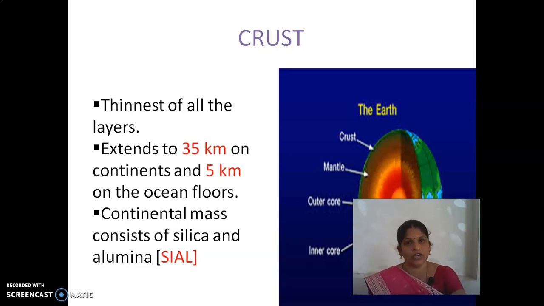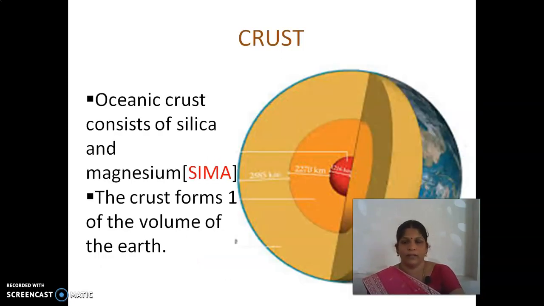Then what is oceanic crust? That is Sima, silica and magnesium. Here oceanic crust consists of silica and magnesium. The crust forms 1% of the volume of the earth. Okay, children, do you understand what is crust?